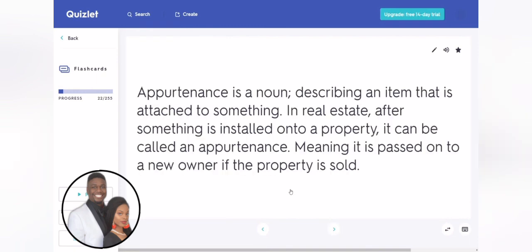Appurtenance. Appurtenance is a noun describing an item that is attached to something. In real estate, after something is installed onto a property, it can be called an appurtenance, meaning it is passed on to the new owner if the property is sold.